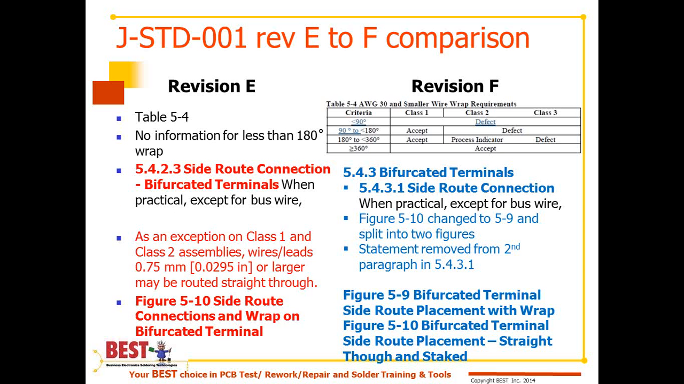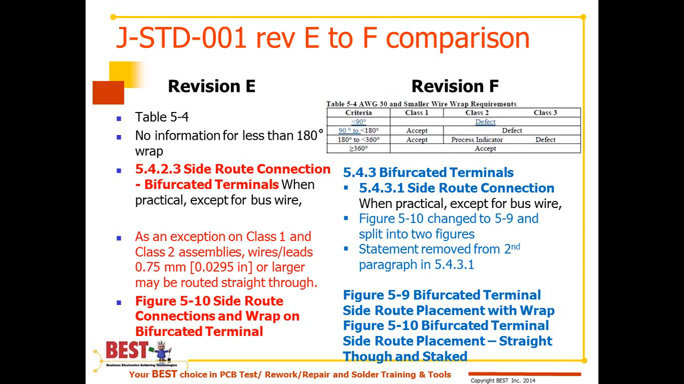Under table 5-4, it's added the criteria here where less than 90 degrees is now a defect for all 3 classes. This is for the AWG30 wire or smaller when we're wrapping the wire around the terminals. So it just added that it has to be wrapped at least a minimum of 90 to be acceptable for any class. You'll notice that from 90 to less than 180 is acceptable for 1, but not 2 and 3. And only when it's wrapped greater than 360 degrees or equal to 360 is it acceptable.